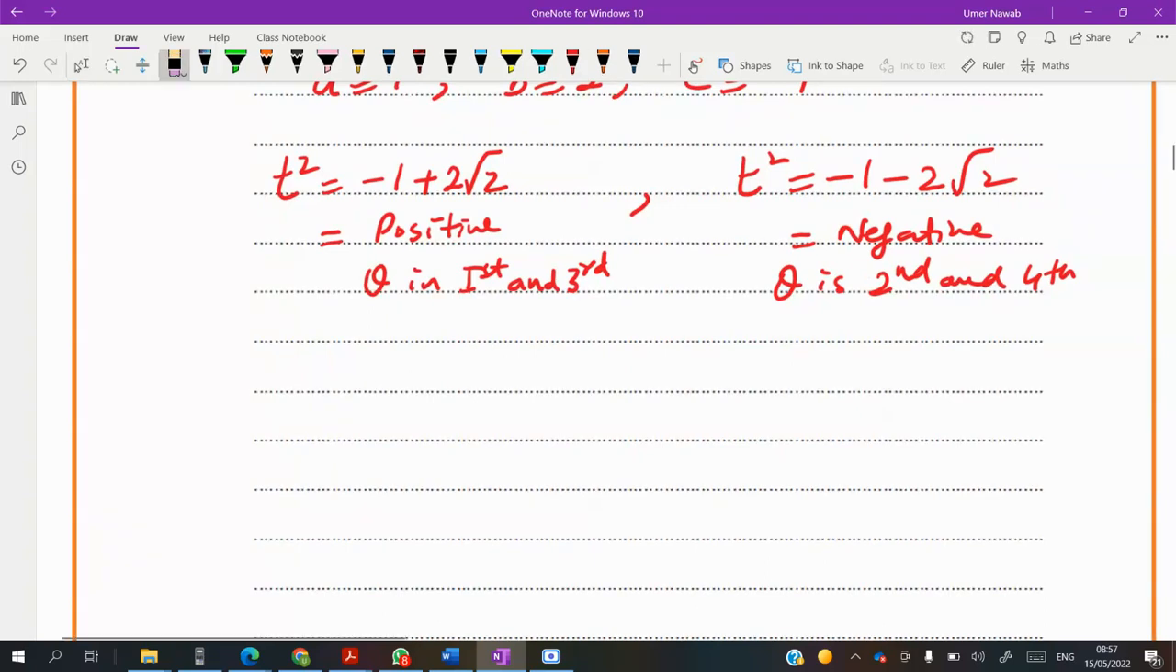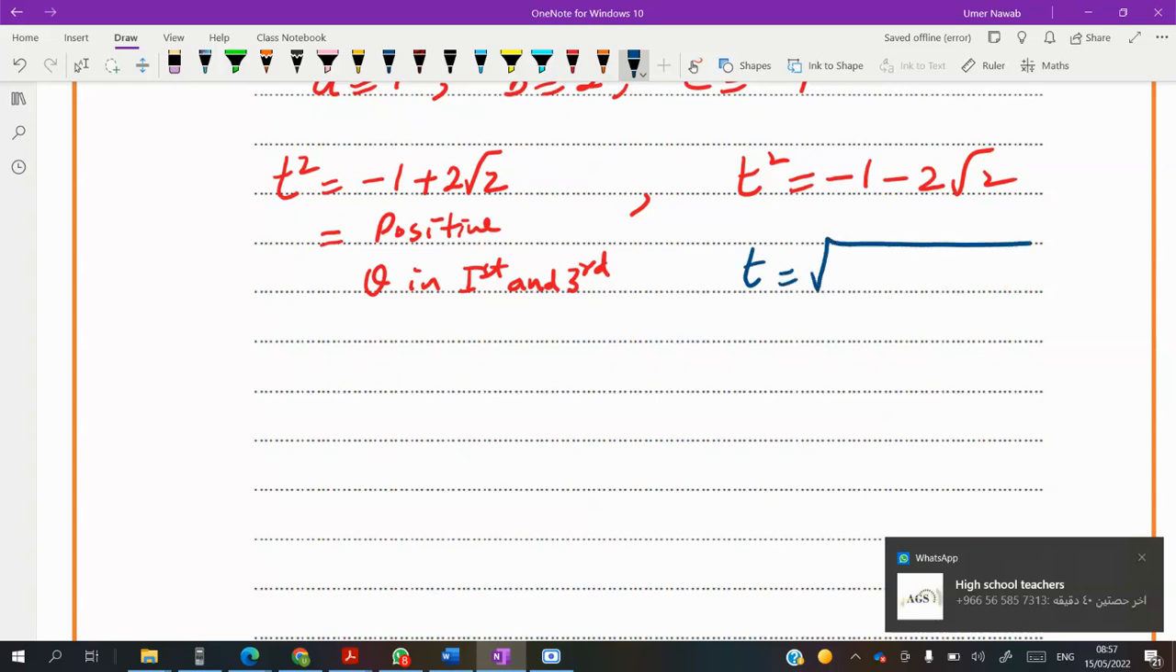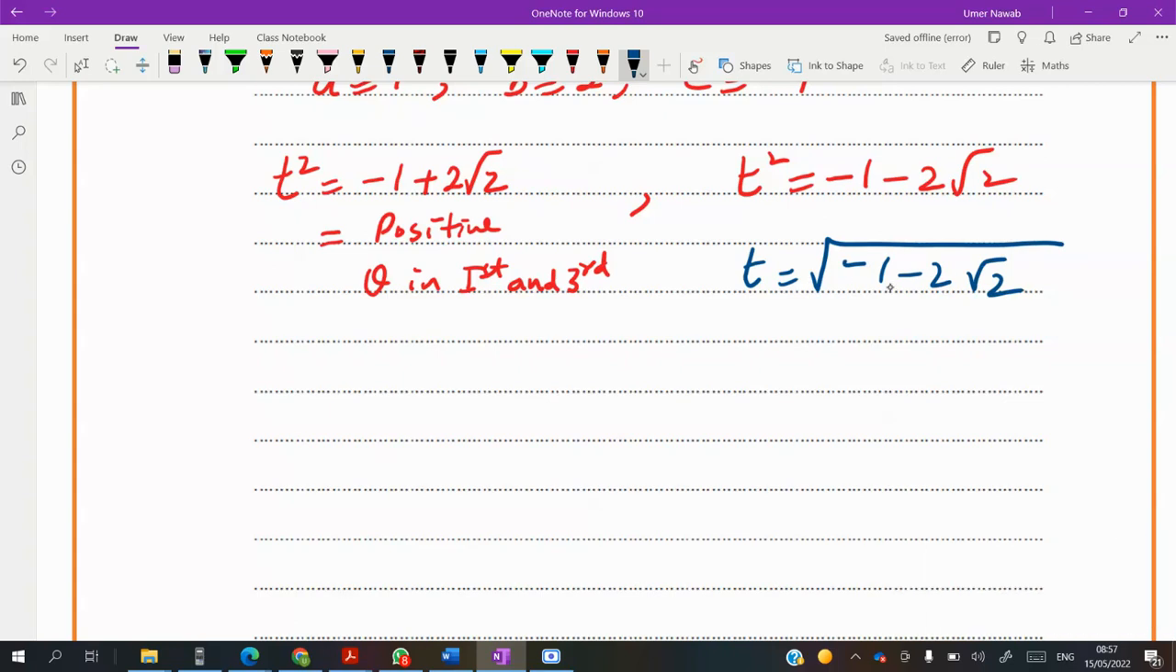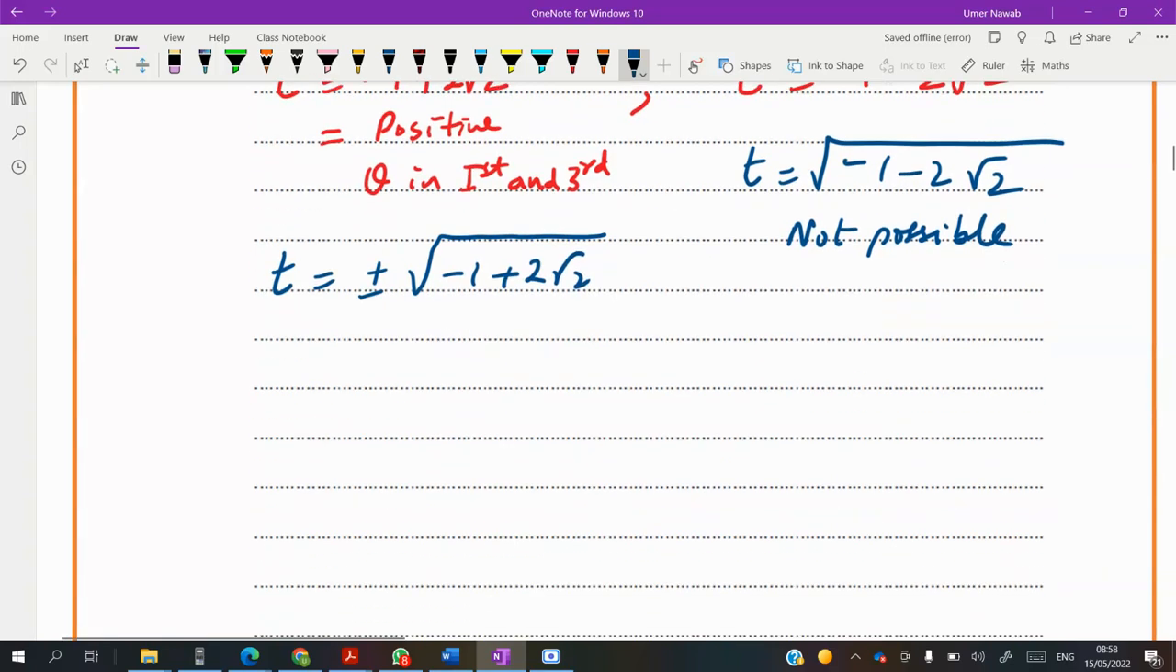But the problem happens when you take the square root. It does not exist because you cannot take the square root of a negative number, so it is not possible. So ignore it. Now when I take the square root here, I will get t is equal to plus minus square root of minus 1 plus 2 square root of 2.